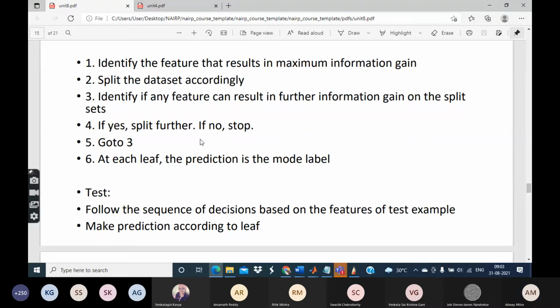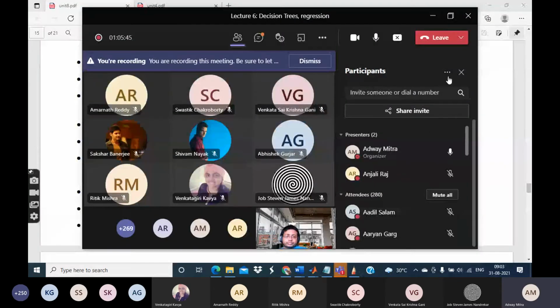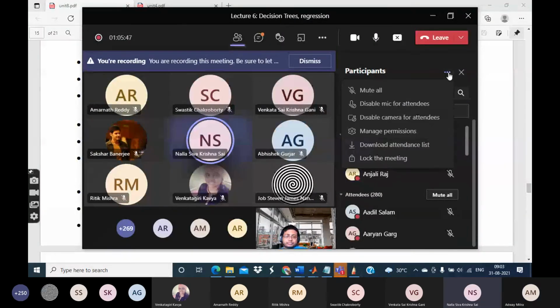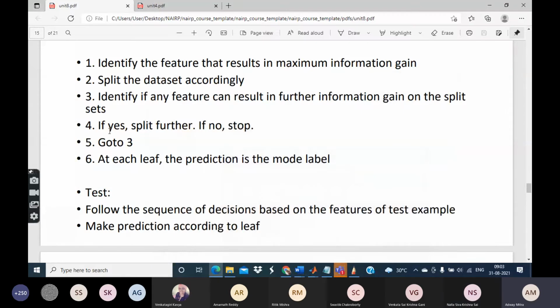Sir? Yes, please. Sir, in point 3, you told further information gain. That means until delta H is not 0, we have to split, right? Sorry, in point 3, identify if any feature can result in further information gain on the split set.